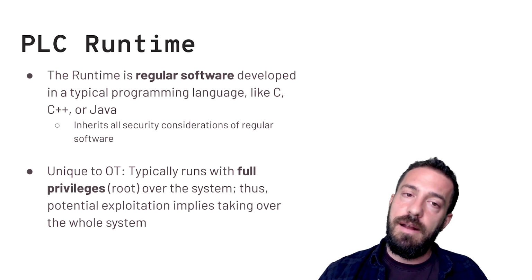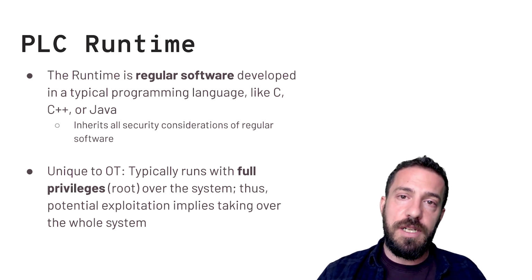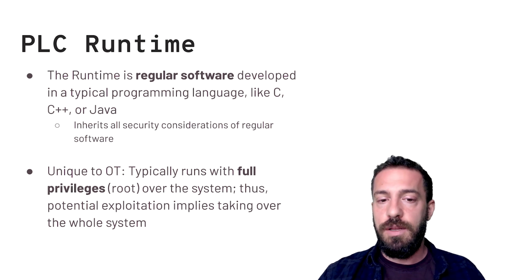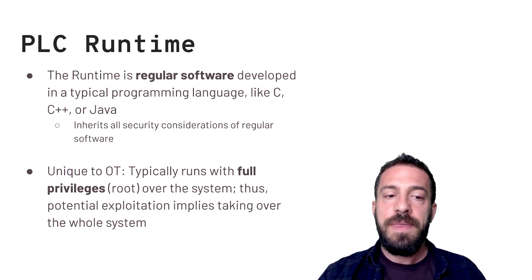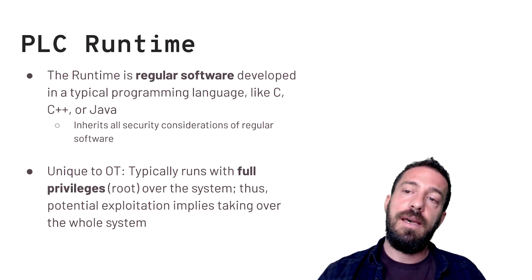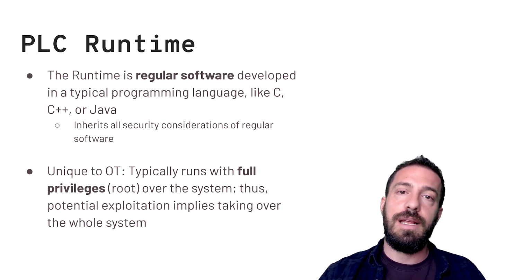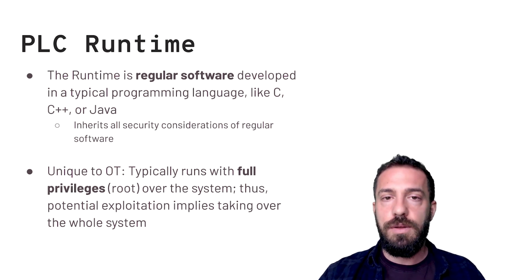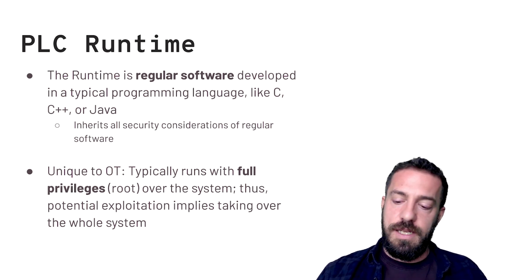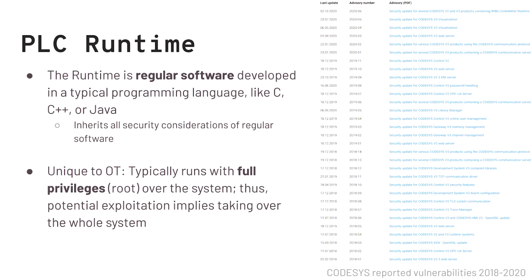If in regular IT you manage to take over a user process, you can only affect that user process, and it's very difficult to escape and do privilege escalation from there. But here, since this is root already, if you manage to take over through some vulnerability and you manage the remote code execution leading to privilege escalation or leading to running custom code, that means you can fully take over the system. And since this is regular software, as we said, there have been vulnerabilities.